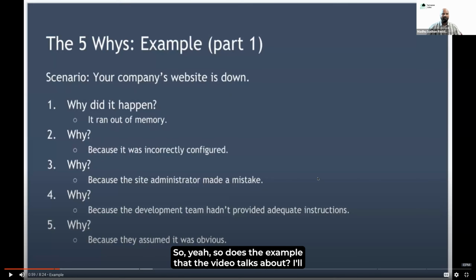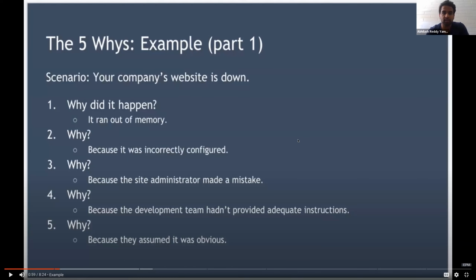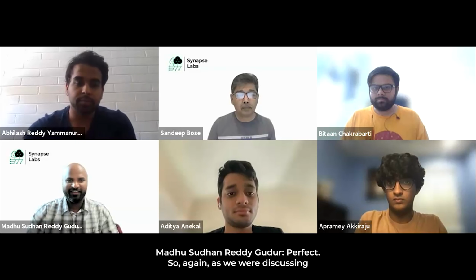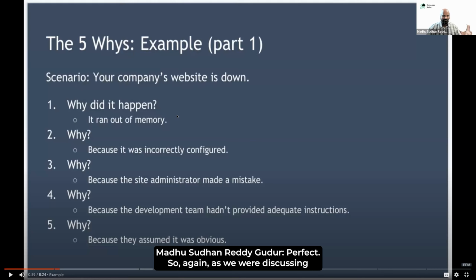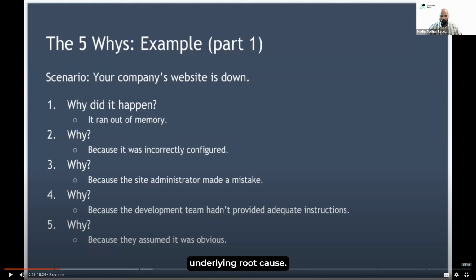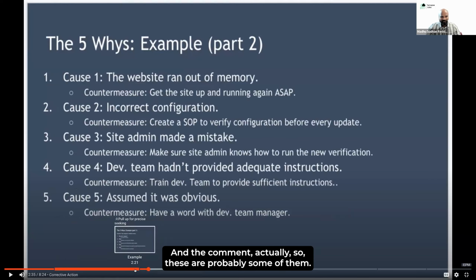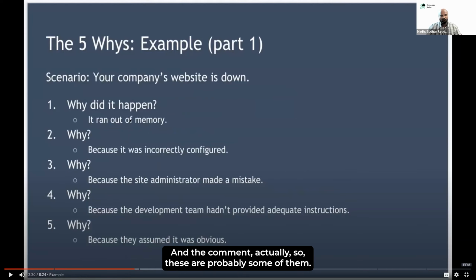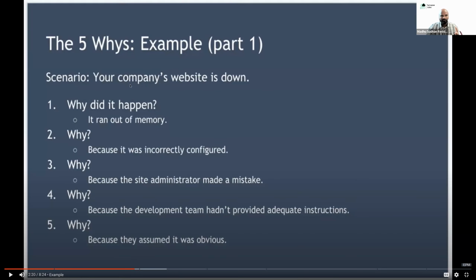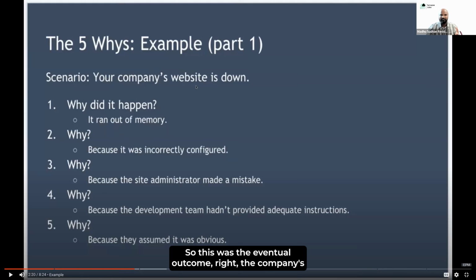So this is the example that the video talks about. I'll give you just a minute, Abhilash, to go through the information. Yes, I got it. Perfect. So again, as we were discussing earlier, you identify the problem and then you keep asking the question why, and you will get some response, and you keep on asking until you find the underlying root cause. So this was the eventual outcome: the company's website was down.